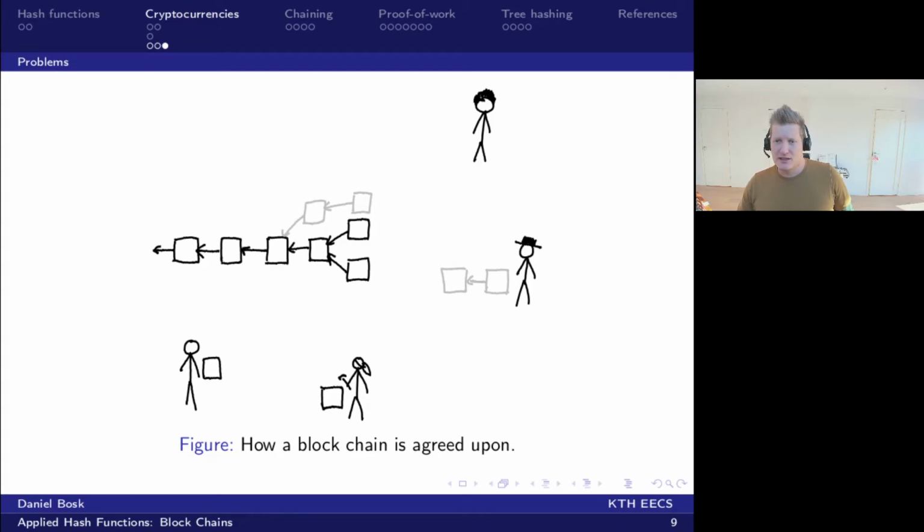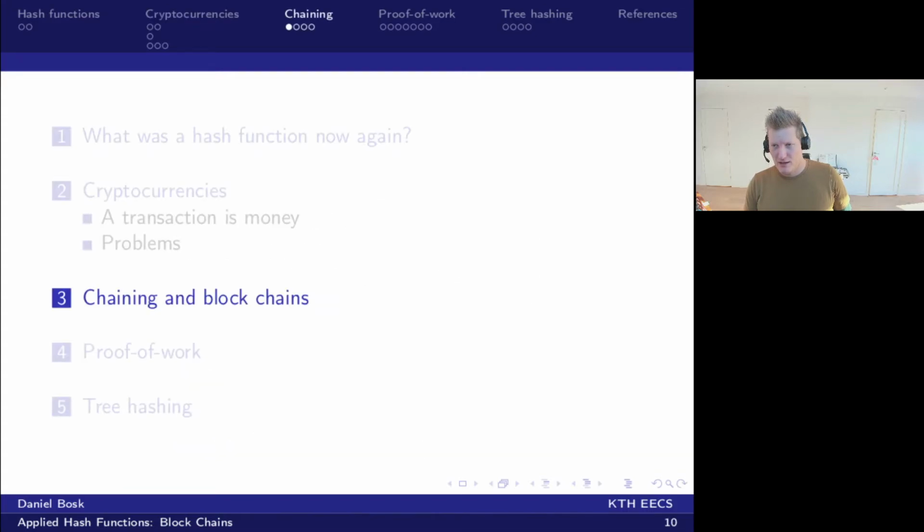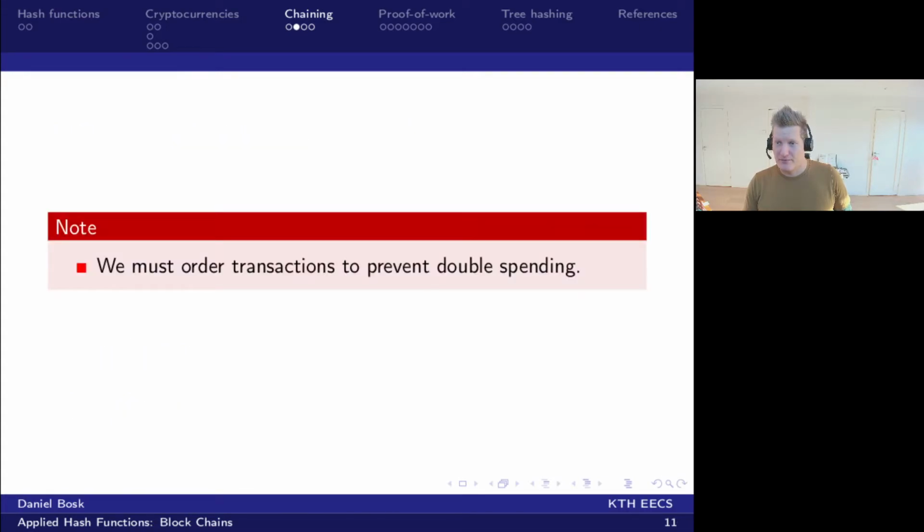So let's go to the solutions. So how we can actually solve some of these problems. So let's get into chaining and blockchains. So as we said, we must order the transactions to prevent double spending, because we don't want to allow anyone to pay with the same money twice.